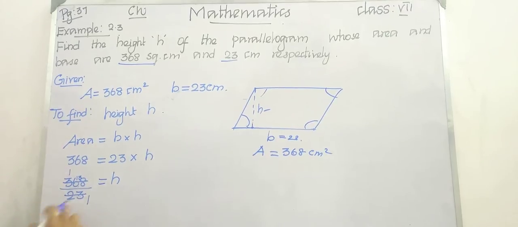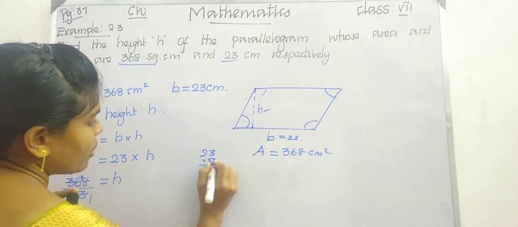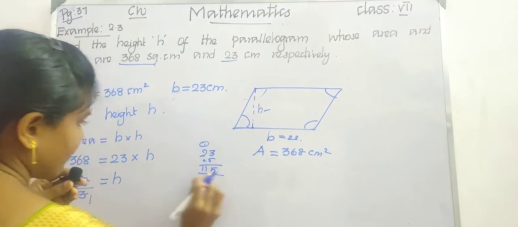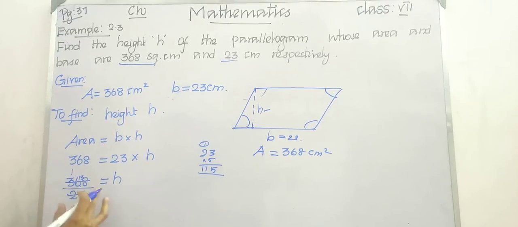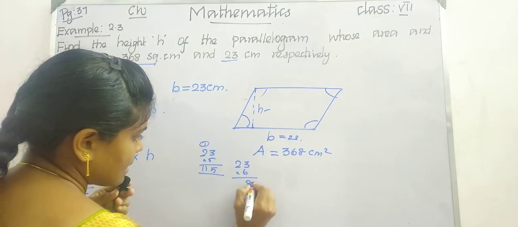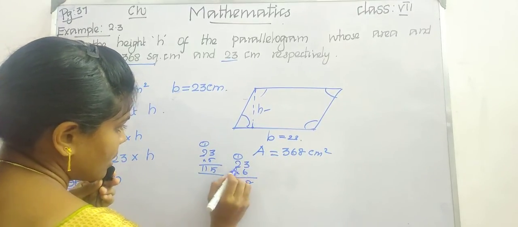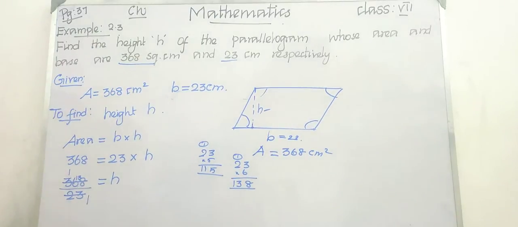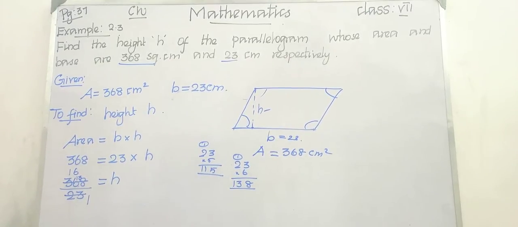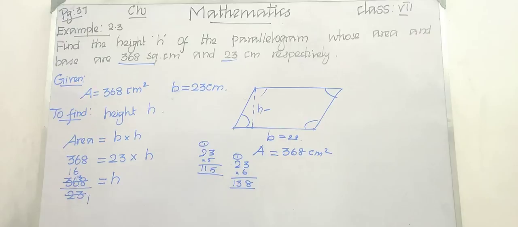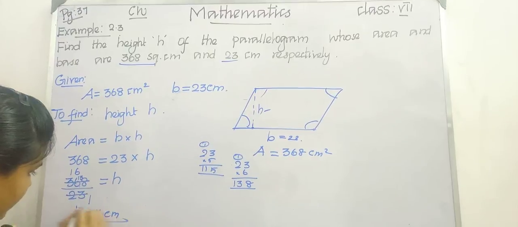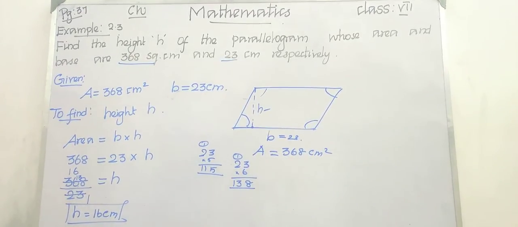Let us check 23 into 5. 5 3s are 15, remaining 1, 2 5s are 10 and 1 is 11, so 115 we got, but here we are having 138, right? So let us check with 23 into 6. 3 6s are 18, put 1 as the carry, 6 2s are 12, 12 plus 1 is 13, so 138. So 6 23s are 138, okay children. So what is the height? Height equal to 16 centimeter. So what is the answer? Height equal to 16 centimeter. Is it clear, children? So this is the answer.